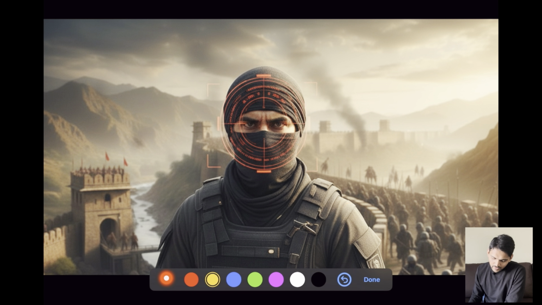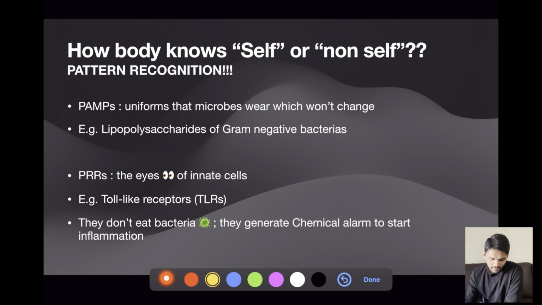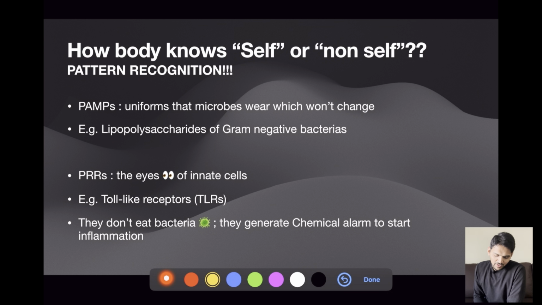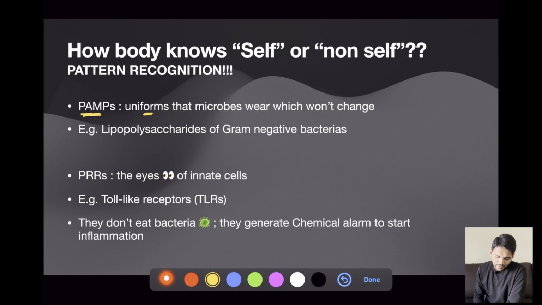Okay. So what happens? How does our body get to know which is self and which is not self? This is called pattern recognition. Okay. So there is something called pathogen associated molecular patterns. Just now we said that these microbes will wear some uniforms that will remain the same. So if anyone comes in that uniform, our body will recognize it as foreign material. Okay, so this is called pattern recognition.